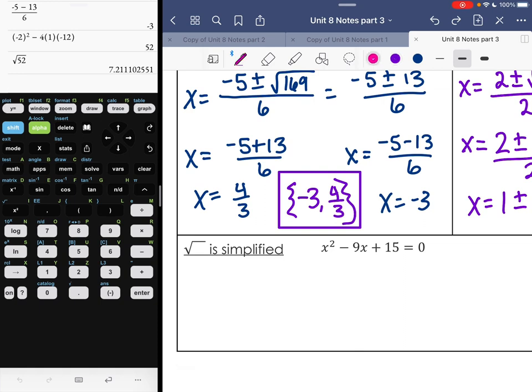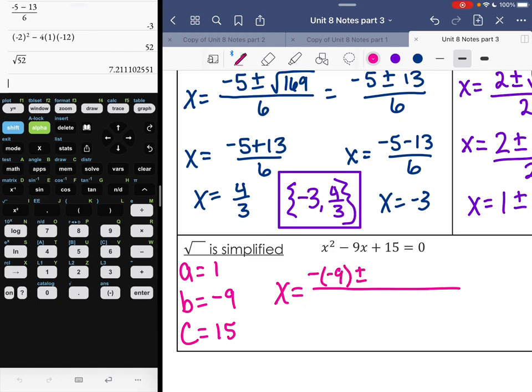So just like before, we're going to start with A, B, and C. It already equals 0, so I'm ready to go straight to this part of the problem. So A here is 1. B is negative 9, C is 15. Then I'm going to substitute them into my formula. So I'm going to have negative, negative 9, because negative in the formula and negative with the B, plus or minus, negative 9 squared minus 4 times 1 times 15. And then on the bottom is 2 times 1. And a lot of times it is 2 times 1.